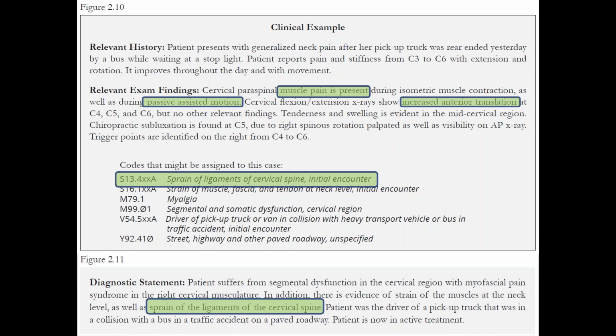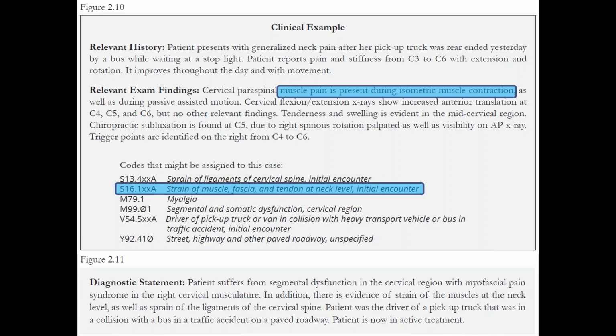So let's look at the next code, right? The next code is S16.1XXA, and this is the code for strain of muscle, fascia, and tendon at the neck level.